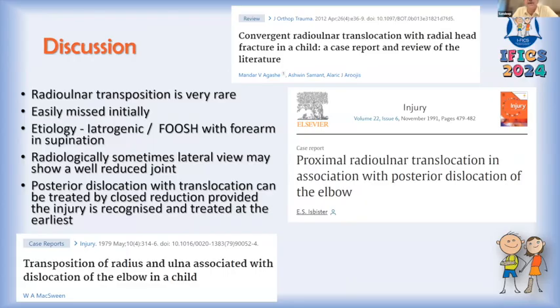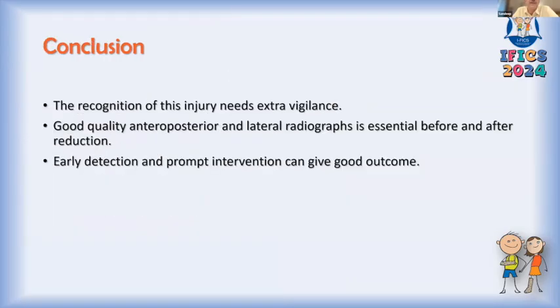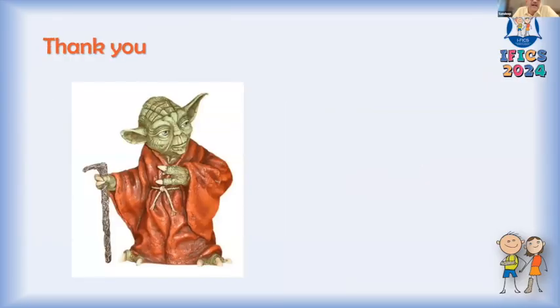whether the capitulum and the radial head and shaft are lining up nicely. So you need extra vigilance. Early detection and prompt intervention can give good outcomes. But these are the various elbow dislocations that happen in a child around the elbow. And it was a pleasure sharing them with you, so that we are all familiar with the different kinds of elbow instabilities in a child.